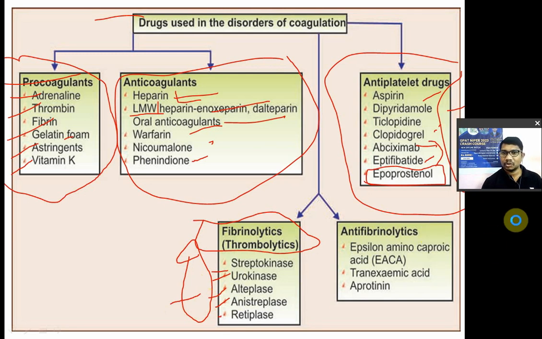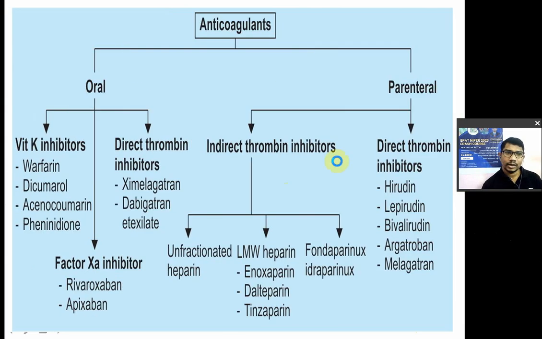Now antifibrinolytics. So in that you have epsilon aminocaproic acid, tranexamic acid, and aprotinin. Right? These are the antifibrinolytics. Right? We'll see the classification again. So anticoagulants are classified mainly into two types. First one is oral anticoagulants, and second one is parenteral anticoagulants.